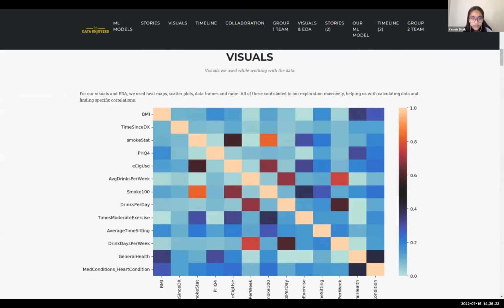Here are some visuals we used while working with the data. For our visuals and EDA, we used heat maps, scatter plots, data frames, and more. All of these contributed to our exploration massively, helping us with calculating data and finding specific correlations.